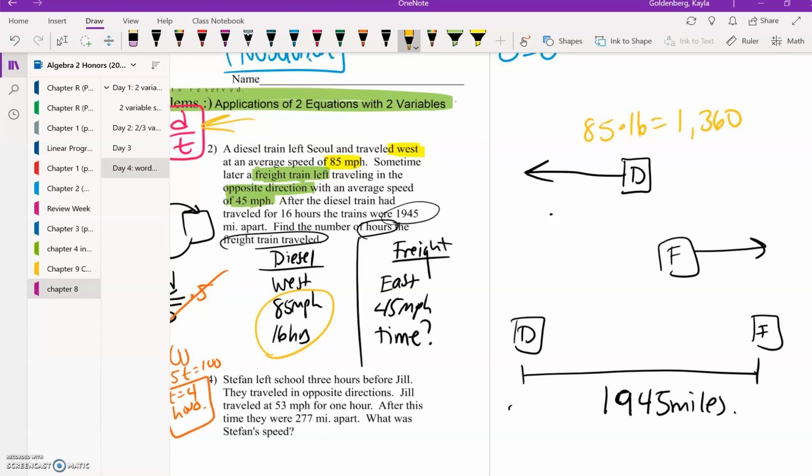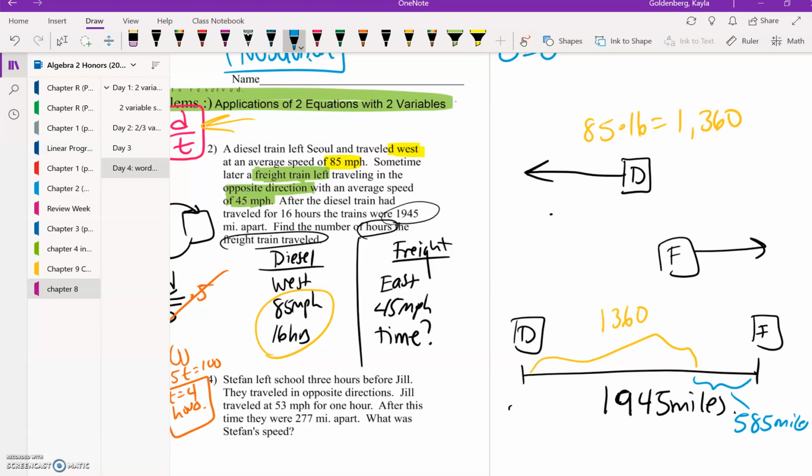So like from wherever they started, it kind of sounds like we're assuming that maybe they started at the same place, maybe not. But regardless, wherever the diesel train started, it's gone that many miles. So the diesel train, it looks like it's accounted for 1,360. If I subtract that from 1,945, what's left is going to be, looks like 585 miles. Okay, so that's how many miles that the freight train has gone.